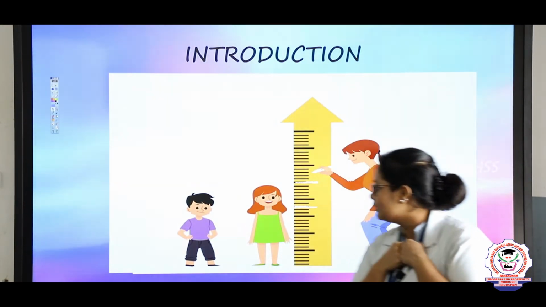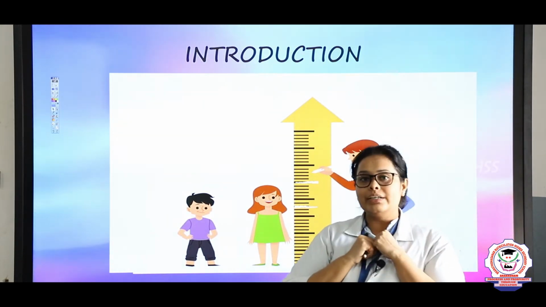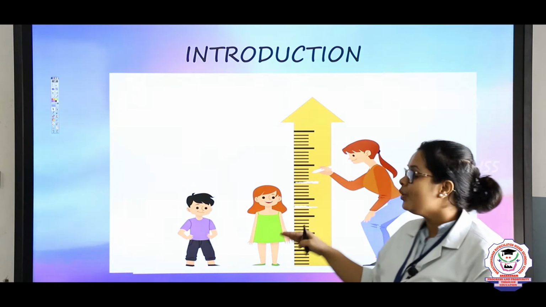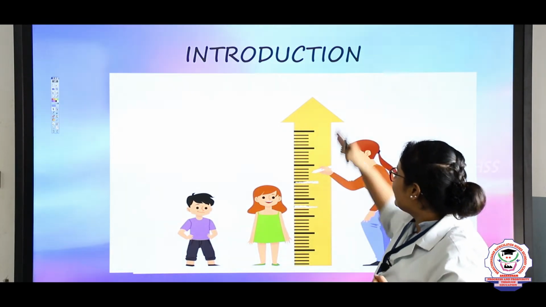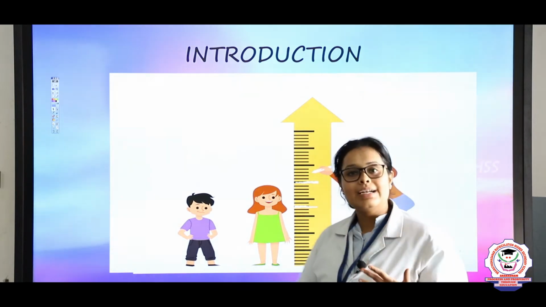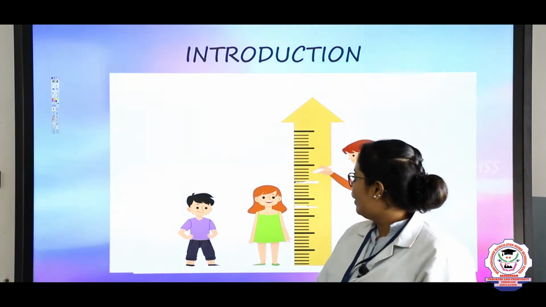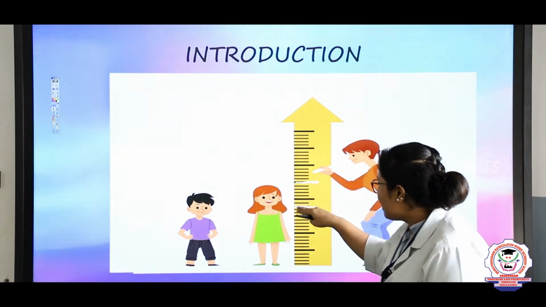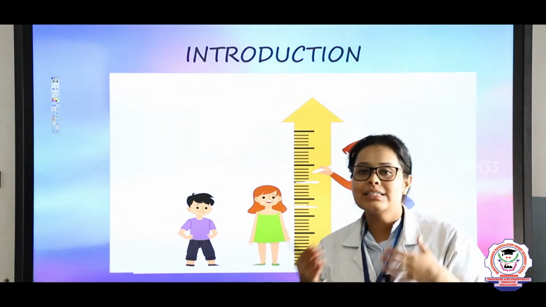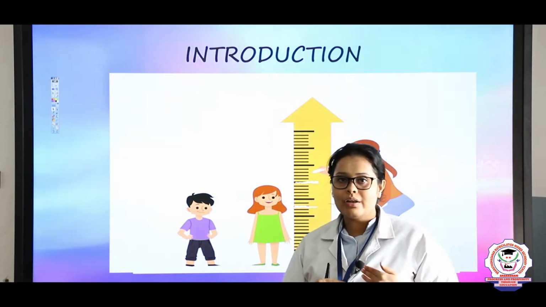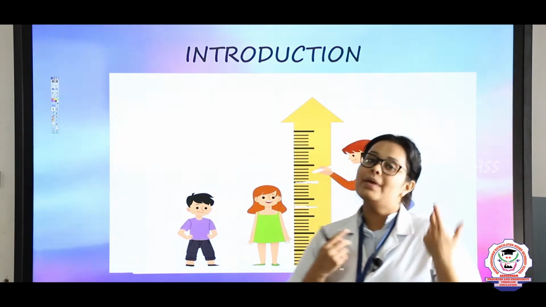So just imagine there are two children, okay. Now these two children want to measure their height. So how will they measure it? They will take a scale, that is a long scale. Then the mother will mark the points and she will get to know which child is longer or which child is taller. So that is why we need measurement.